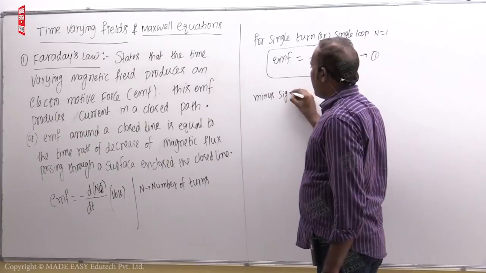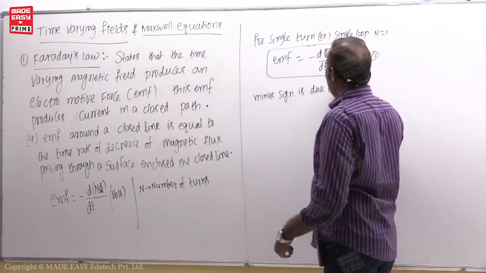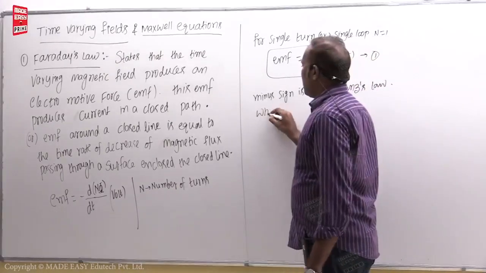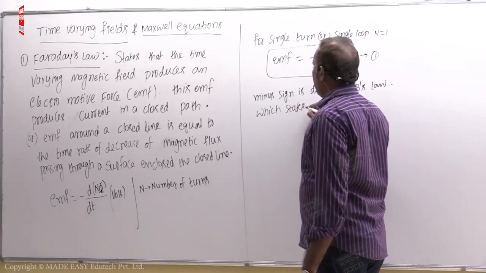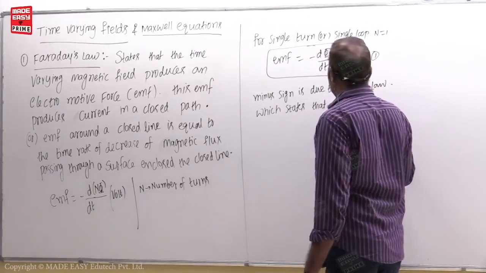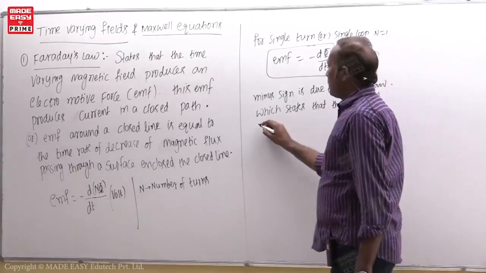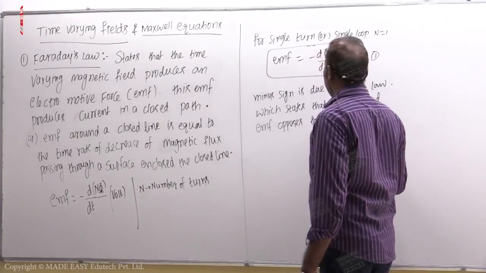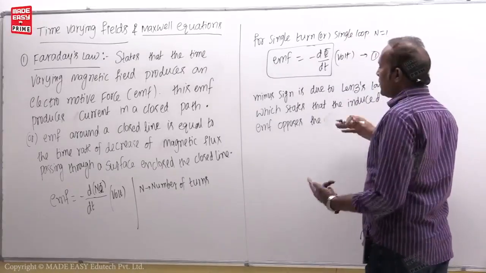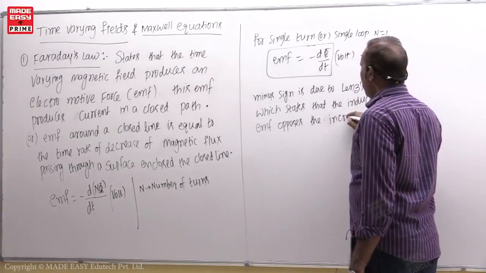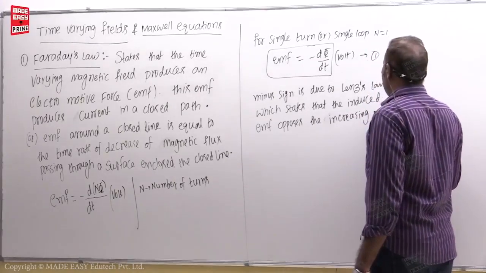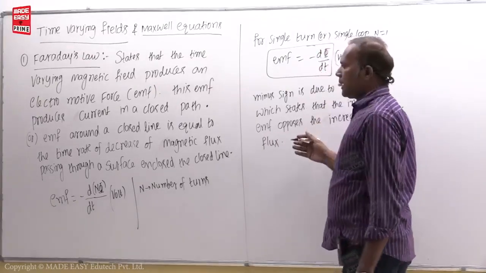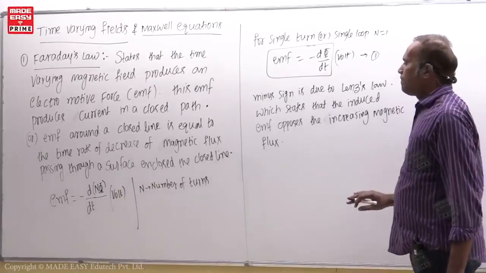The minus sign is due to Lenz's law, which states that the induced EMF opposes the changing magnetic flux, or otherwise opposes the increasing magnetic flux. That is actually conservation of energy. Energy can neither be created nor destroyed. I will explain that, don't worry, I will explain that.